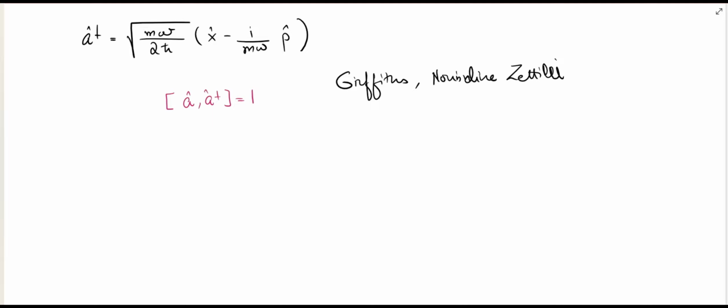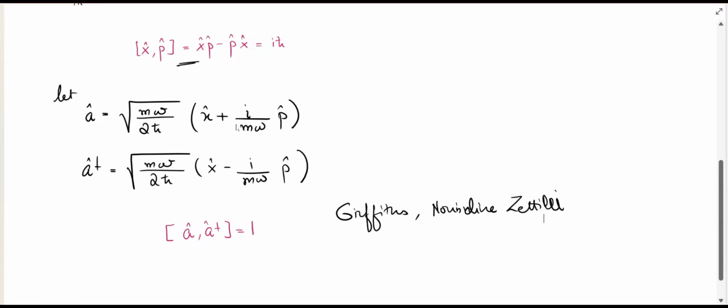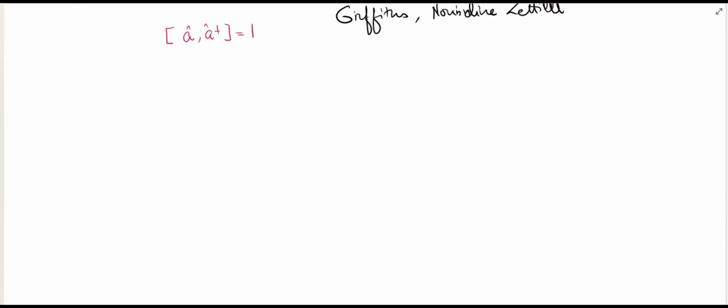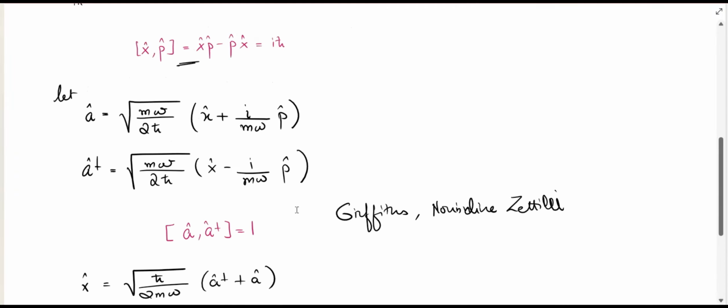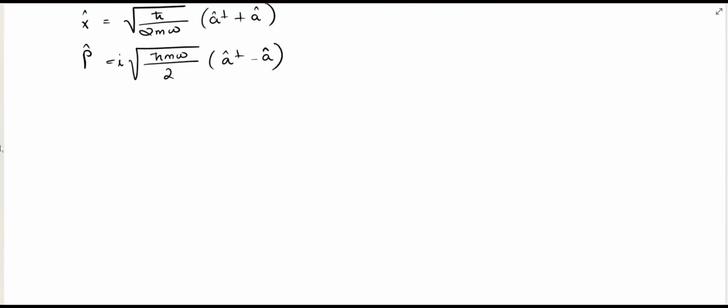Now, as we have defined these transformations a and a dagger in terms of x and p like these, we can also write x and p in terms of a and a dagger. So x becomes equal to root of h bar by 2m omega times a cap dagger plus a cap, and p is equal to i times root of h bar m omega by 2 times a cap dagger minus a cap. You can easily see this by just simple algebraic manipulation. I am not going through it.